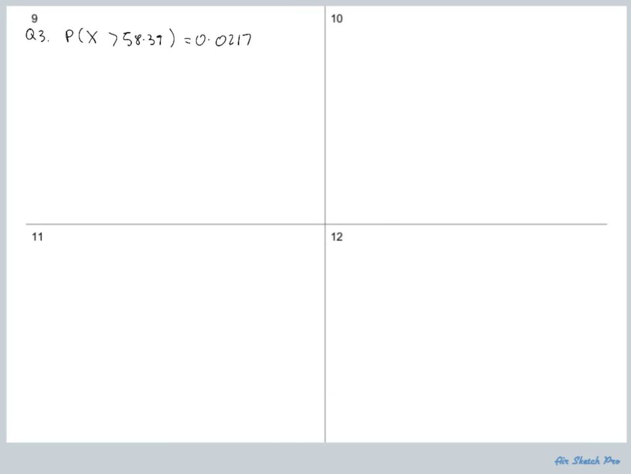So the first thing I would do is work that out to be, therefore, the probability of x less than 58.39 is equal to 1 minus that, 1 minus 0.0217. Oh my gosh, you should see what's happening on my screen here. It's not pretty.